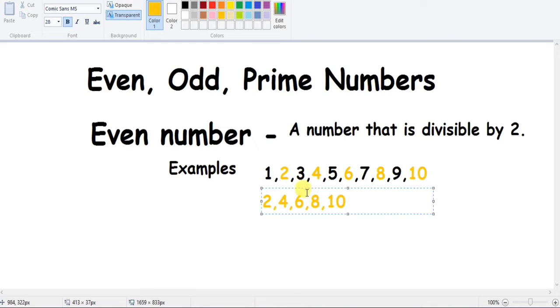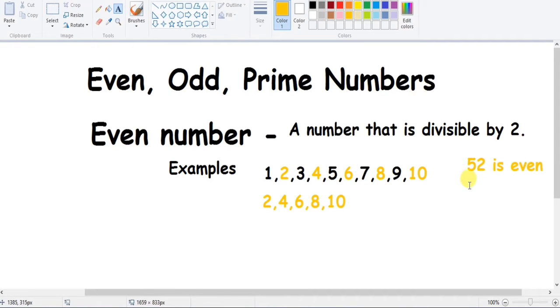I hope you've understood. So you can do some exercises. Let me give some examples and you're going to tell me if they are even numbers or not. Let's start with the first one. What do you think the number 52 is? Is 52 an even number or not? Okay, 52 is even.